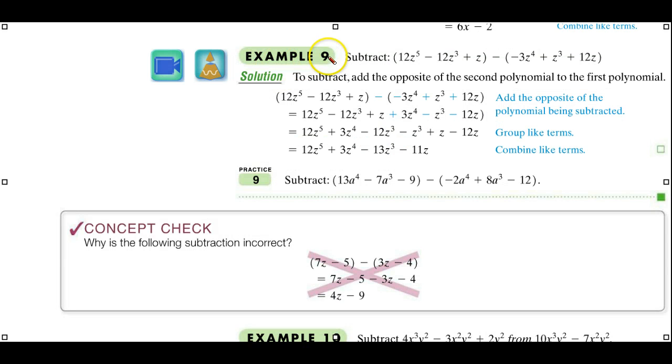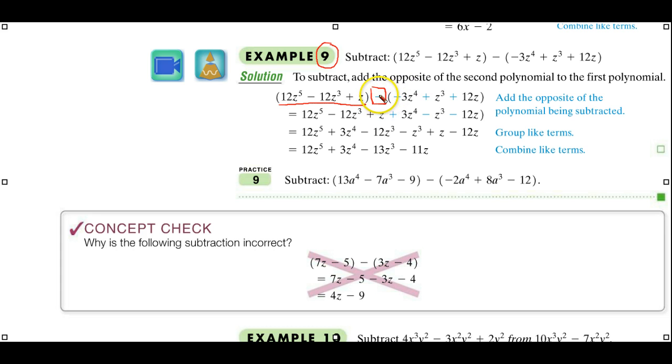Now looking at example 9, how do we know this is subtraction? Well, because of this negative sign between this expression and this expression. Now there is a general rule. If you have an expression in a parentheses and there's no sign in front, we can just take these terms out of the parenthesis. But here's where you have to be super careful.